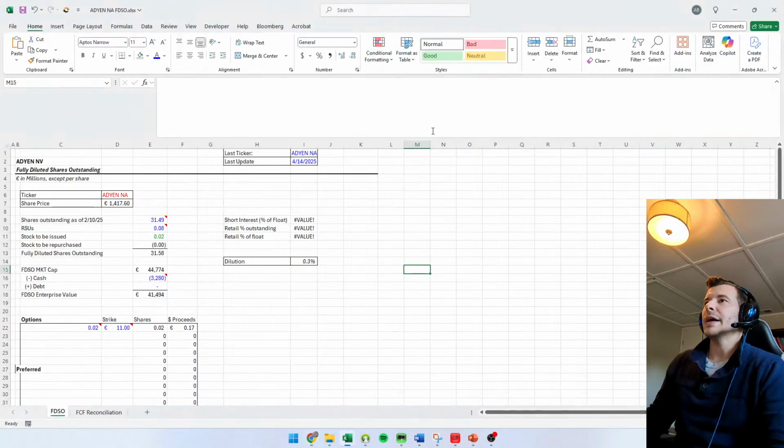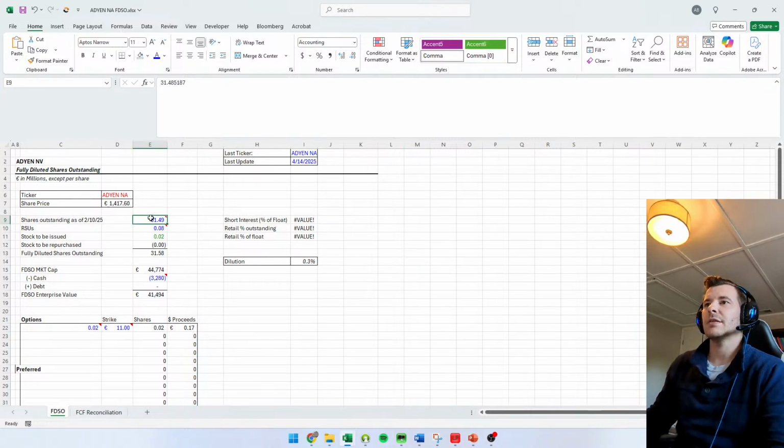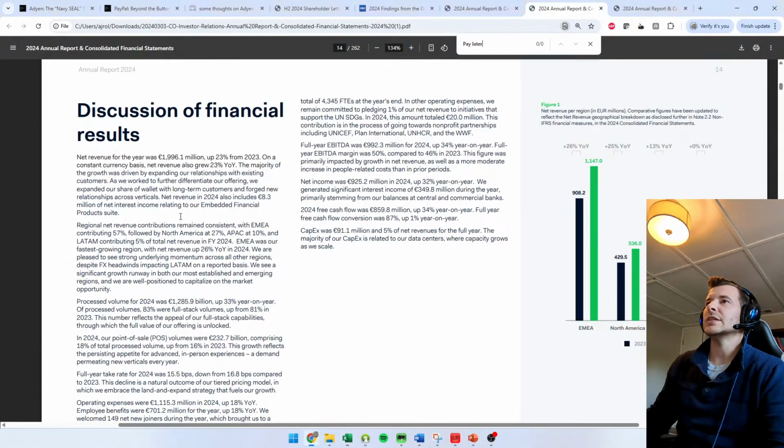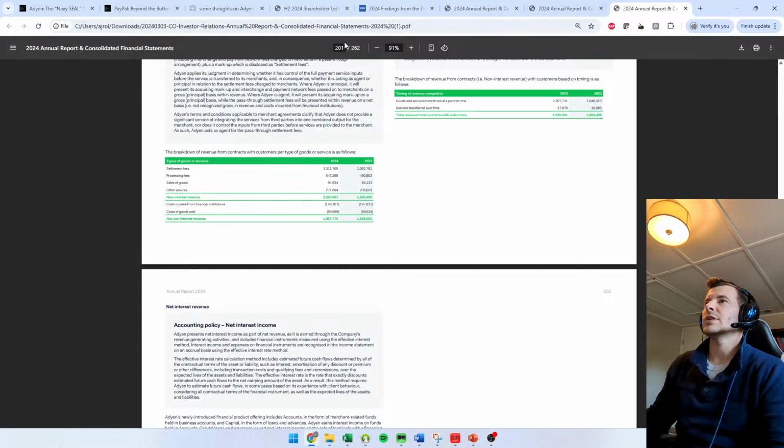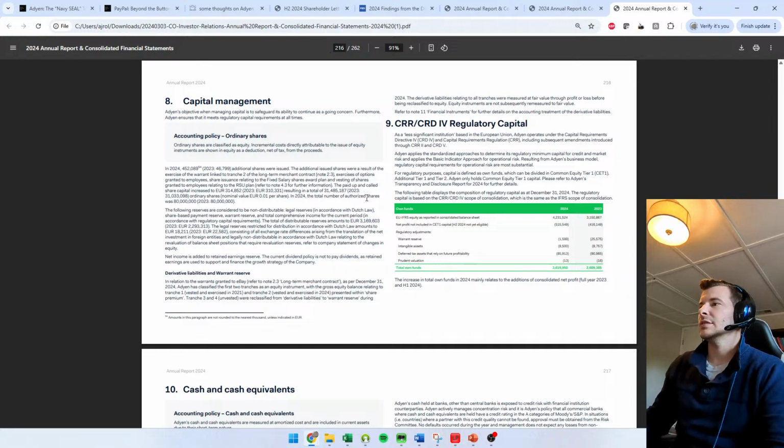But if we go back for a second, yep, I'm going to come up with a better streaming setup, but that's fine. This said page 216, 2024 annual report. If we go here, 216, let's see how good a job we did on this.